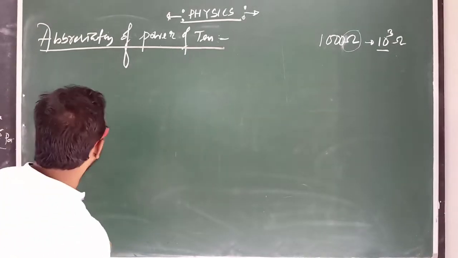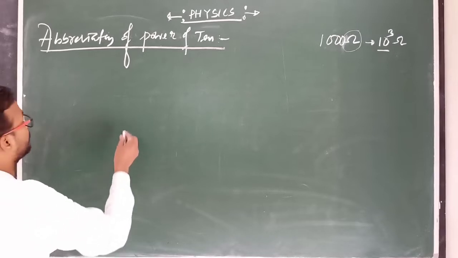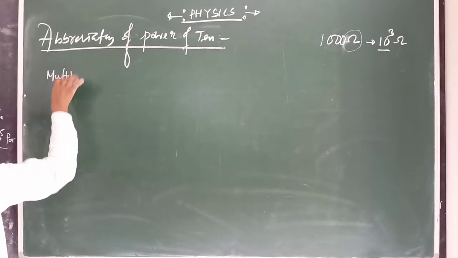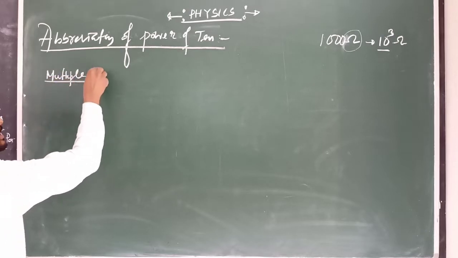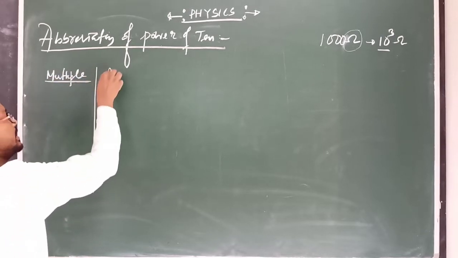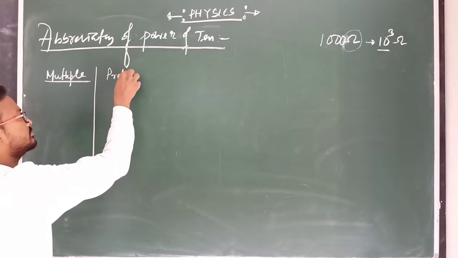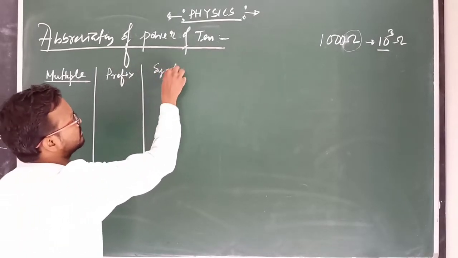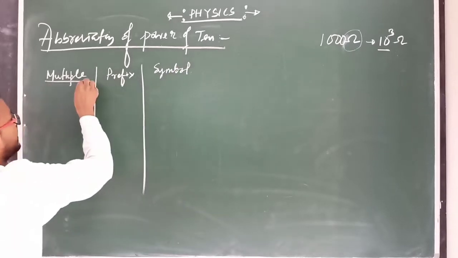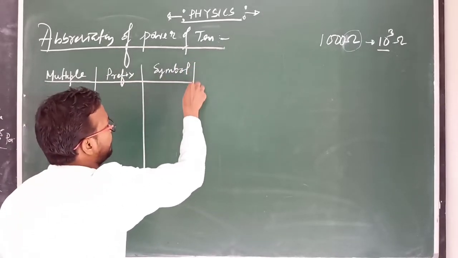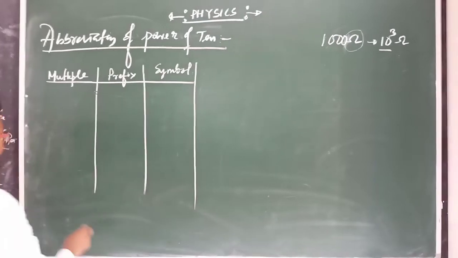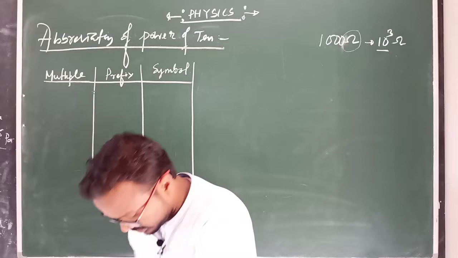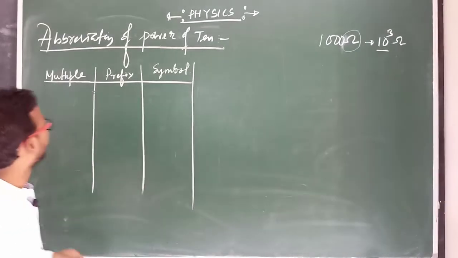So there are two types of abbreviation. First we will use multiples, and here it is prefix. Next, its symbol. You have to remember this one step at a time. This is important and this is basic. You have to remember this concept. Clear? So now let's start.